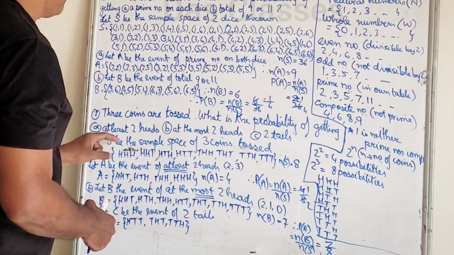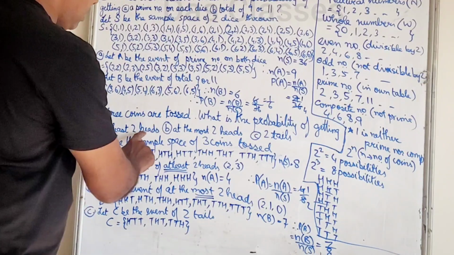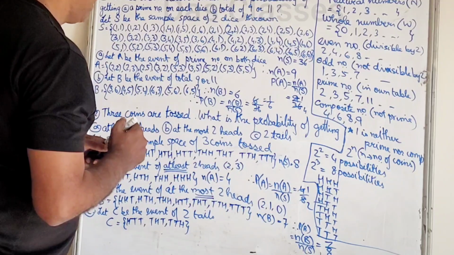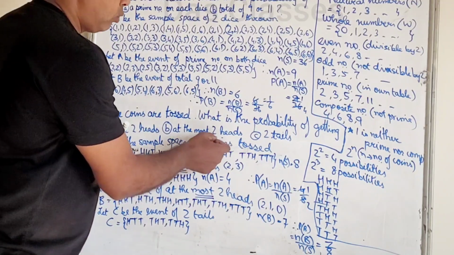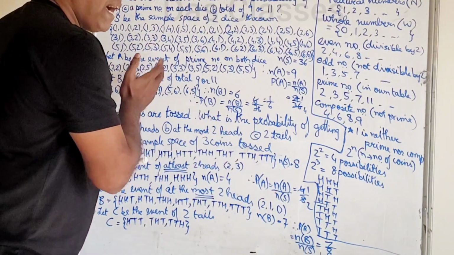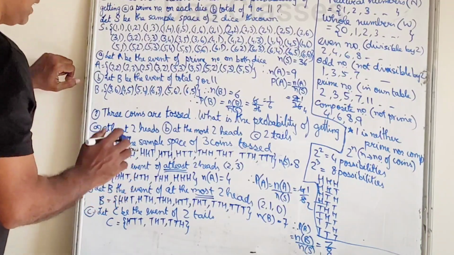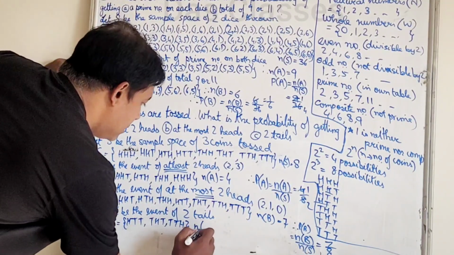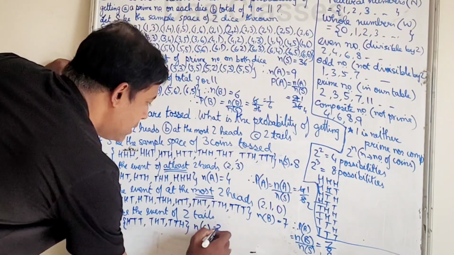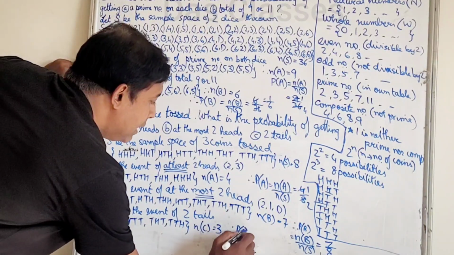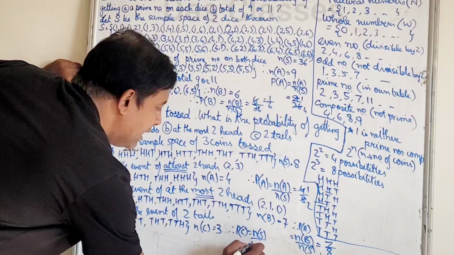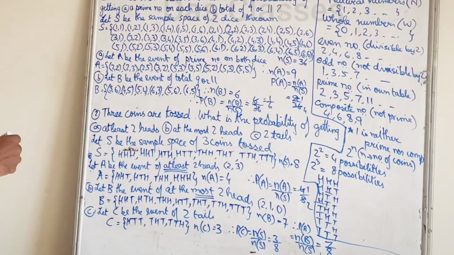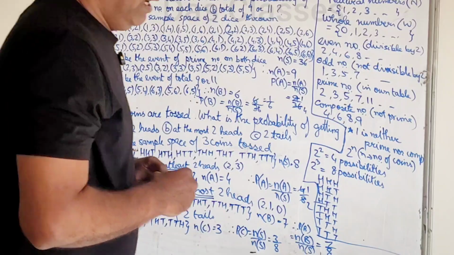Once more, quickly I'll revise. At least means you will take that number, whichever the number, and bigger than that till the maximum possible value. When it's at the most, then whatever the value they have given, you go back till 0. And when it's exactly, you take exactly that many. So 2 tails. Therefore, NC is equal to 3 elements. Therefore, probability of C will be NC upon NS, that is 3 upon 8.